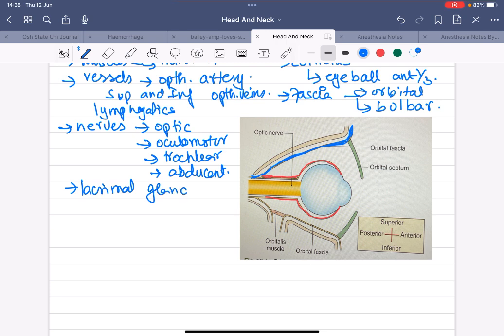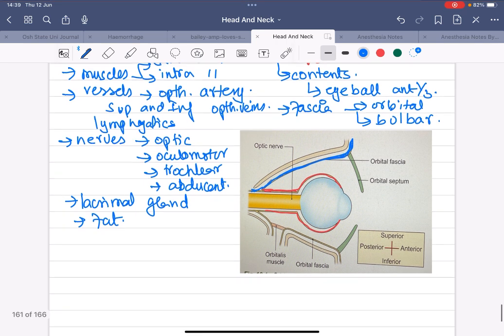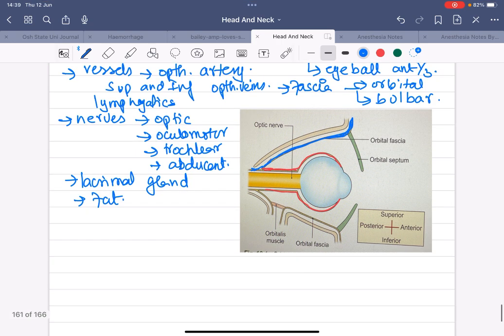So these are the contents of the orbit. What are the contents of the orbit? The eyeball, the fascia, the muscles, the blood vessels, nerves, lacrimal gland, and orbital fat. Now, the first thing we must remember is some important points in relation to the fascia.